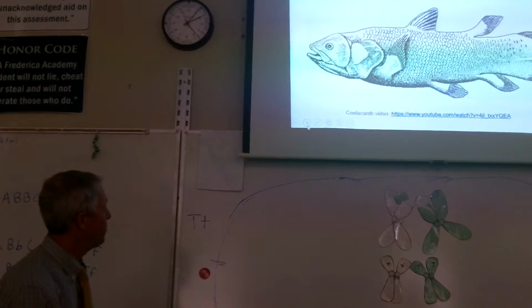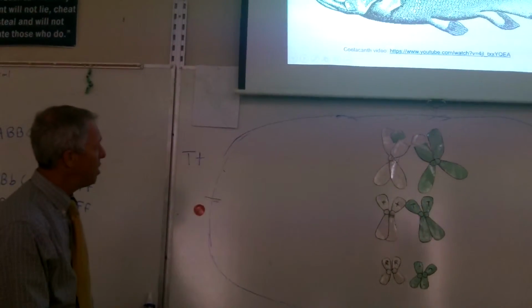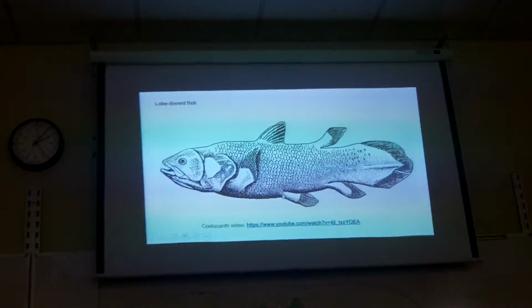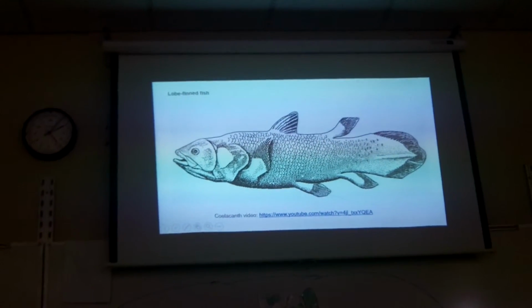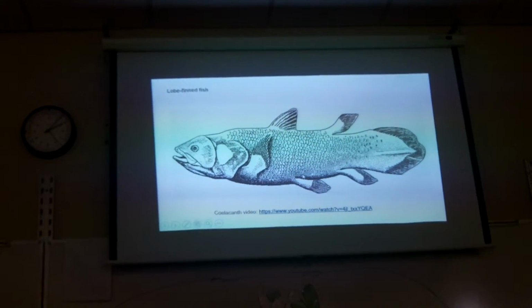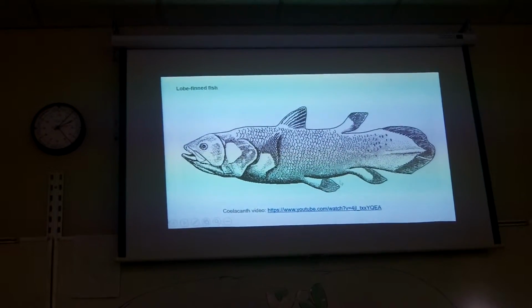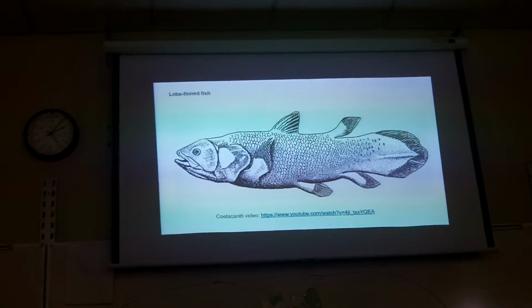So most fish are that. Now some fish are these lobe-finned fish. The lobed fins are used for these fish to crawl around on the bottom of the ocean. They actually crawl on their fins. They use their fins like arms and legs, and they crawl around the bottom, eating things.